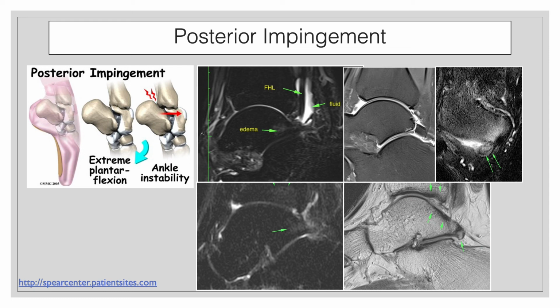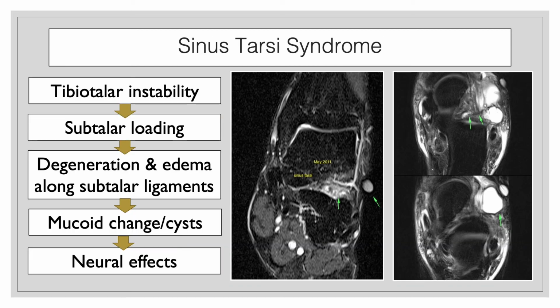So you can have posterior impingement from that, and that again can be because of either overloading the bone itself, in which case you'll see bone edema, or you can have a tendon sheath effusion like a stenosing tenosynovitis of the flexor hallucis longus tendon. And here again, you can do an injection to determine whether it is truly the cause of symptoms. Sometimes that works if you use an ankle stabilization program in association with that, but then sometimes it requires a surgical debridement.